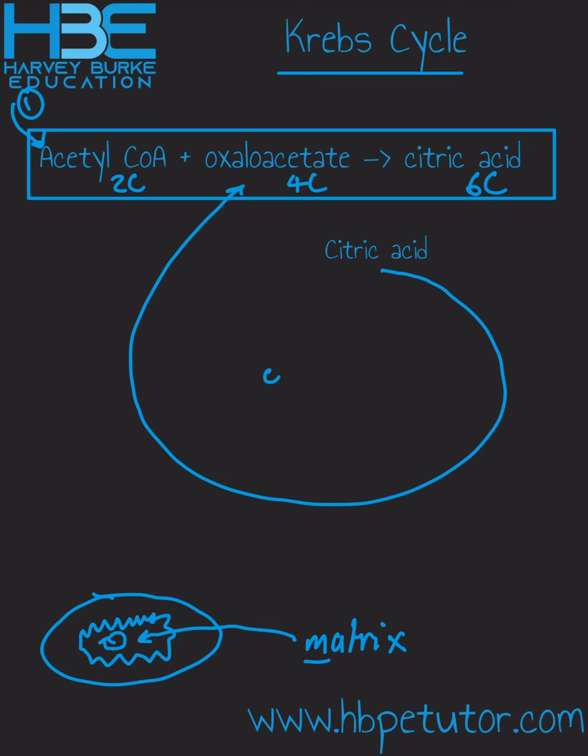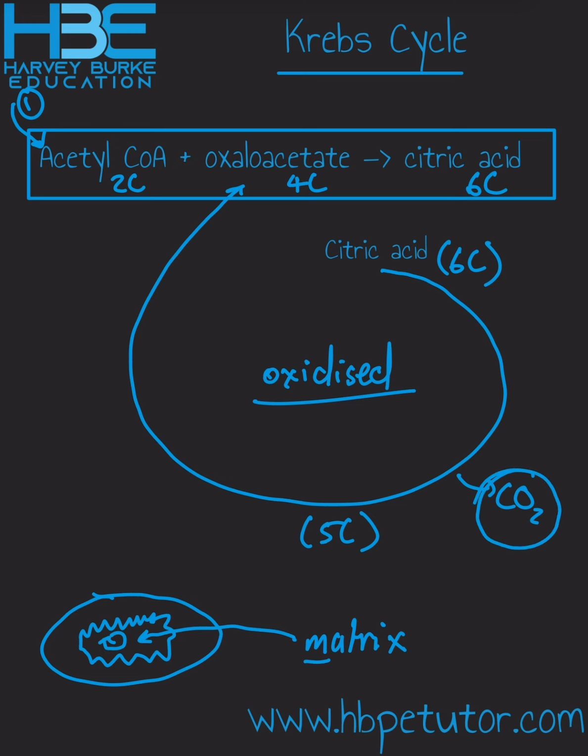And that citric acid is then oxidized as it goes around the Krebs cycle, and that just means that it's broken down. So it starts off as this 6 carbon molecule, it gets broken down into a 5 carbon molecule, and eventually it gets broken down back into oxaloacetate, and that's why it's called a cycle. Now, because citric acid is being oxidized, it's losing carbon, and this is where oxygen comes along and it binds with that carbon to form CO2. So CO2 is one of the 3 products of the oxidation of citric acid.